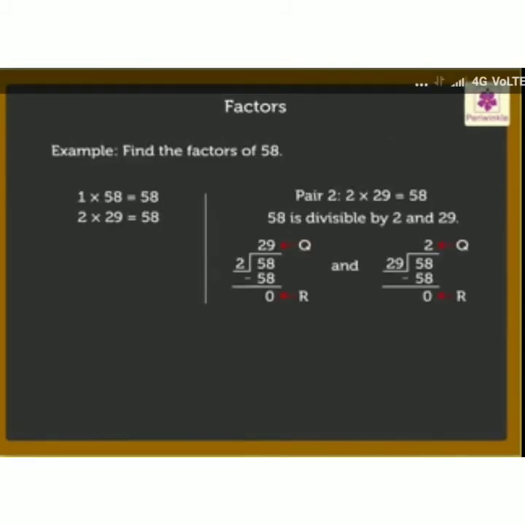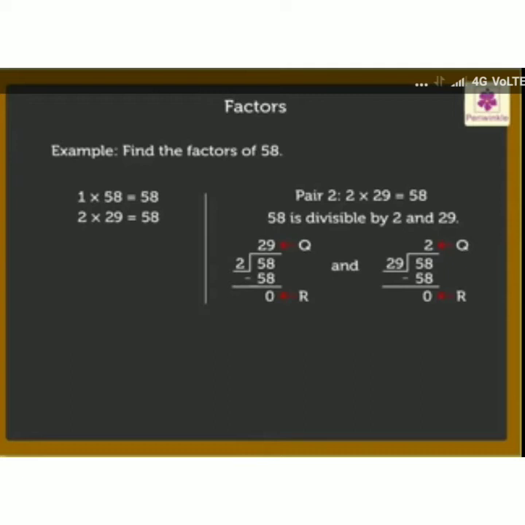Now we will solve some related problems. Example 1. Find the factors of 58. What is a factor? A number that divides another number exactly is known as a factor. That is, dividend divided by divisor exactly is known as a factor.